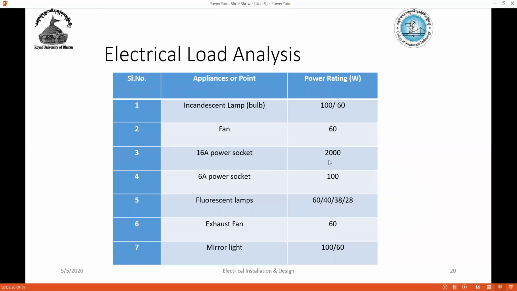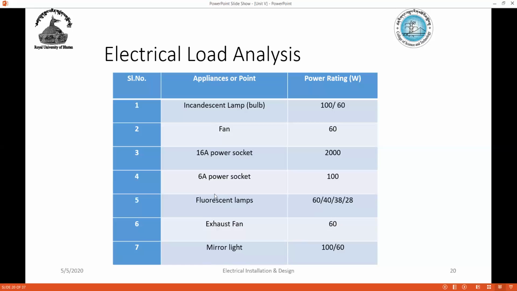Now, the highest load that we have is the AC. The ratings currently used in our country are like 2 ton, 1.5 ton, 1.7, and 5 ton, like that. The maximum that we're using is 2000 watts. So this 2000 watt can be connected to the 16 ampere power socket. And then we have the 6 ampere socket, which is 100 watt. This one comes along with the switch box. And then again we have fluorescent lamps of different ratings, exhaust fan, and then we have mirror light.